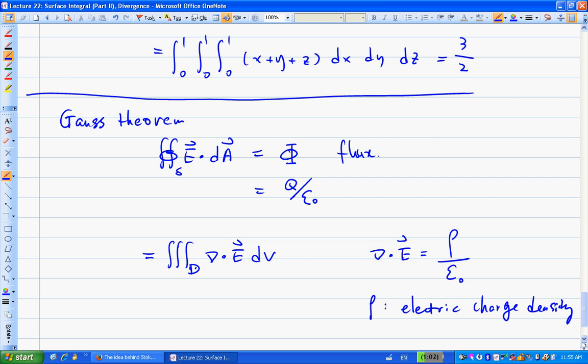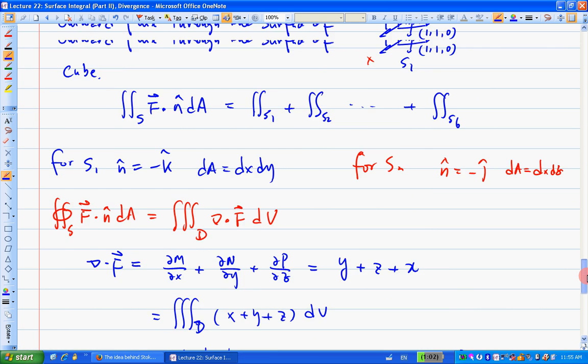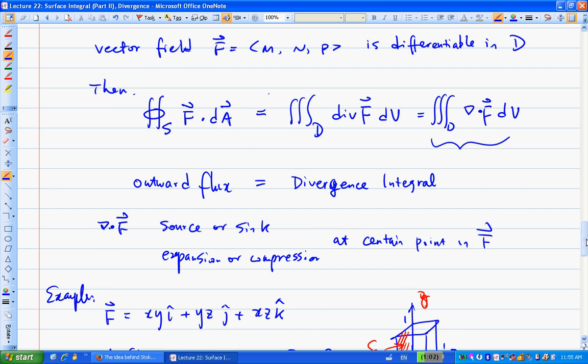Regarding the theoretical proof of this divergence theorem, check out the lecture notes or textbook. I have a pretty lengthy proof there. But I think if you can remember not just the formula, but also what I just said, that the outward flux equals the total expansion, or net source and net sink, inside this region D closed by the surface S.